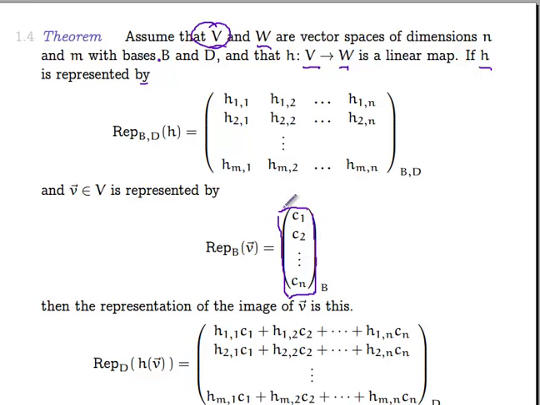But if this is the representation of v in the domain basis, then the representation of H of v in the codomain basis will be this column vector, which you can recognize is equal to this matrix times this vector. So that's the basic theorem of this section. This formalizes the example that began the subsection C, exercise 29.